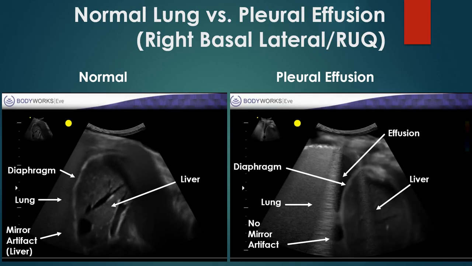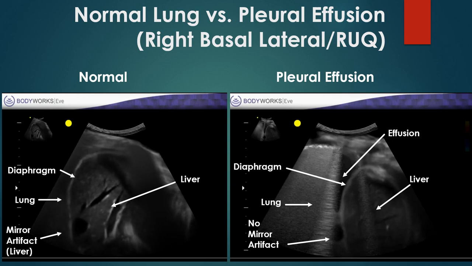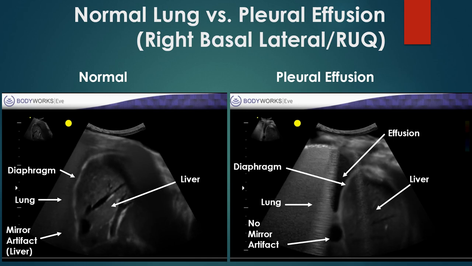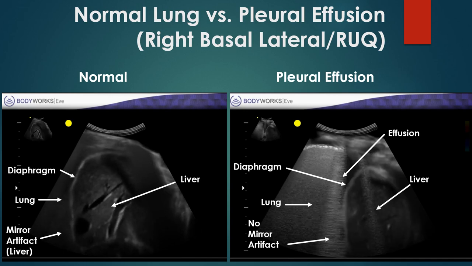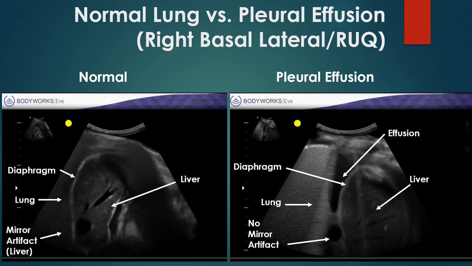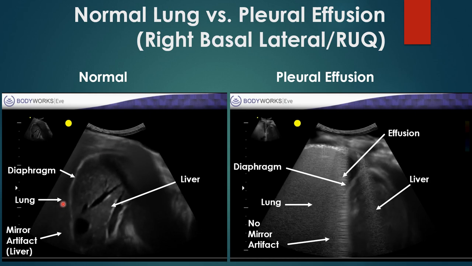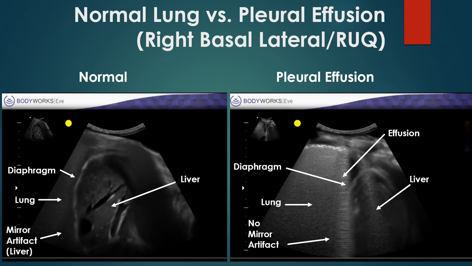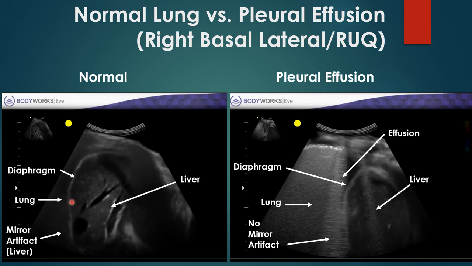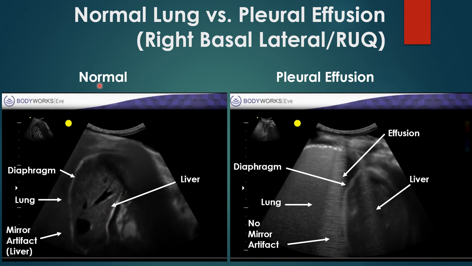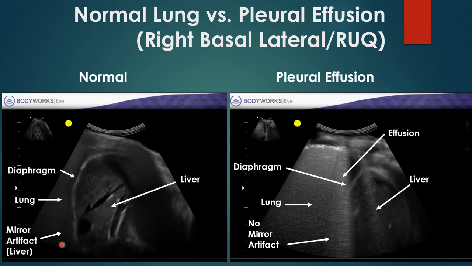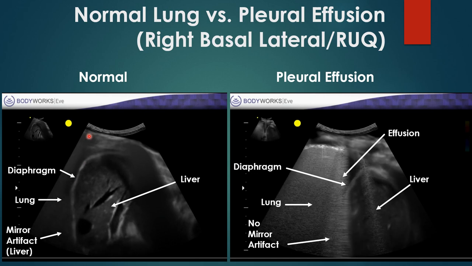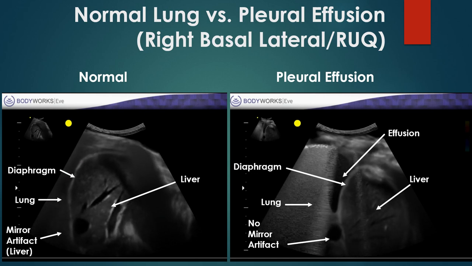If you're looking at a pleural effusion, this is what you may see in a right basal pleural view or a right upper quadrant view. You're sticking your probe about the 9th or 10th intercostal space. And so you see the diaphragm here, and you've got a little bit of lung, and you get something called a mirror artifact. If you've got air here, pretty much the sound wave is going to bounce off the diaphragm, hit the liver, go back to the lung, and then go all the way back up to your transducer. So you're going to have a nice mirror artifact. It looks just like liver over in the chest, but it's not. Then you have the curtain effect of the lung going in and out.